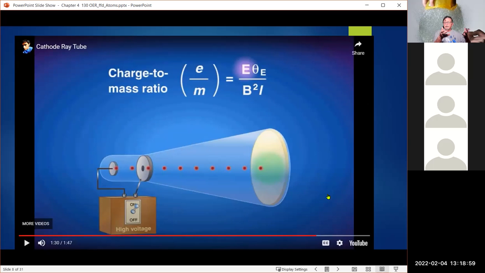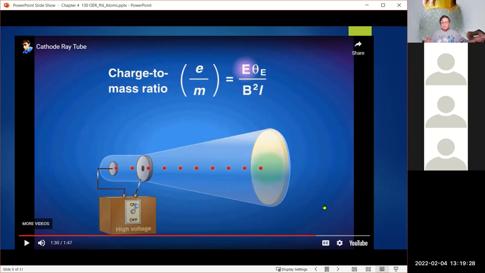Now, obviously, we're not going to get in detail at all with this equation. Basically, the takeaway here is that JJ was able to come up with this ratio of e over m. And knowing that information, it was now just a matter of finding some constants, and he was able to calculate the mass of the electron.